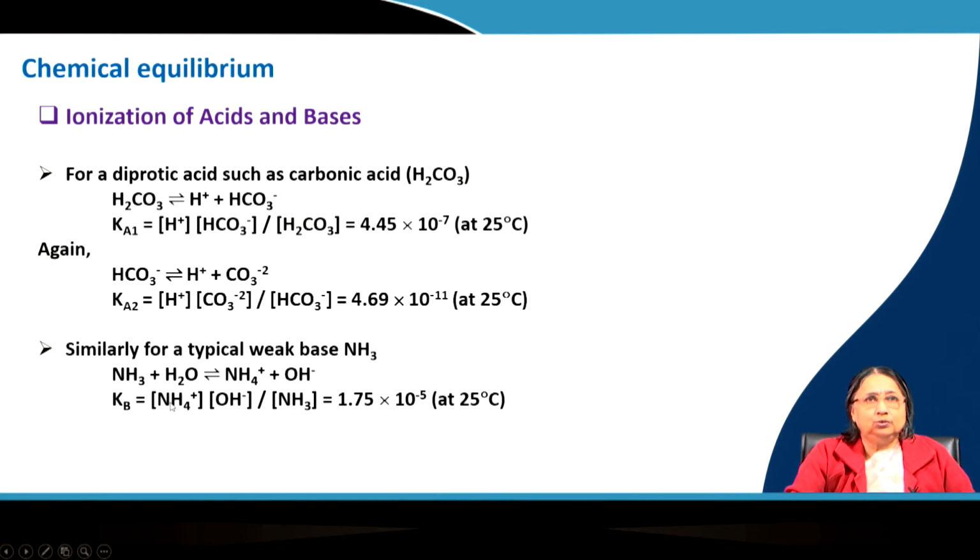For ammonia, which is a typical weak base, similarly we can write ammonia plus water gives ammonium ion plus OH minus ion. In this case we can write Kb, which is the ammonium ion concentration into OH minus ion concentration divided by the ammonia concentration, which is 1.75 into 10 to the minus 5, and pKb is minus log of Kb. So, we can easily get it from this value.